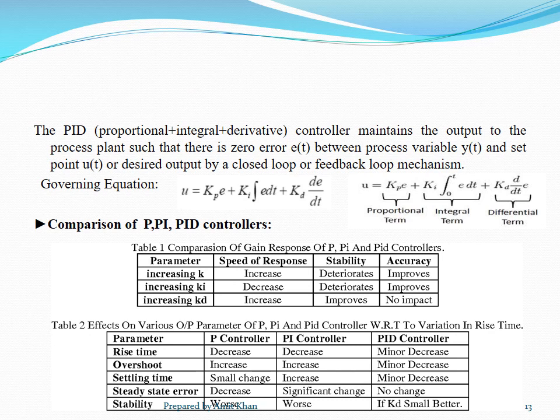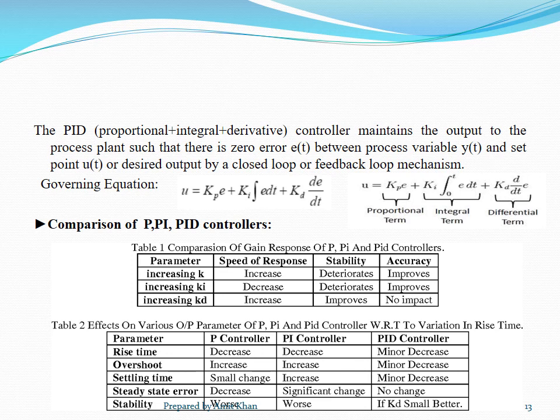Now here is a PID controller. The governing equation of a PID controller is Kp into E plus Ki integral E(t) dt plus Kd into d/dt of E(t). So the Kp into E is the proportional term, the Ki integral 0 to t E(t) dt is the integral term, and Kd into d/dt of E(t) is the differential term.